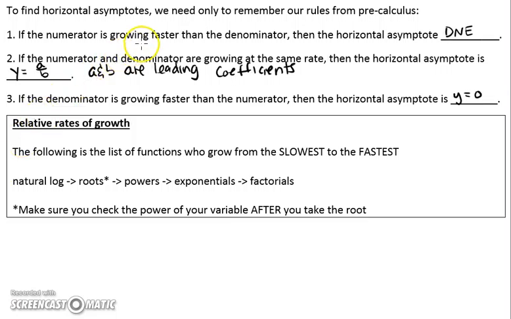Now, all of this stuff about growing faster in the numerator than the denominator, we only saw in terms of power functions, so like x to the third power over x to the fifth power. But in calculus, we're going to have to look at relative rates of growth between different types of functions. So we have on your paper a list of different types of functions that grow from the slowest to the fastest. The slowest type of function that we're going to see is the natural log function. Then come roots, so square root, third root, fourth root. Power functions, so x squared, x to the third, x to the fourth, x to the fifth. These are generally going to be polynomials.